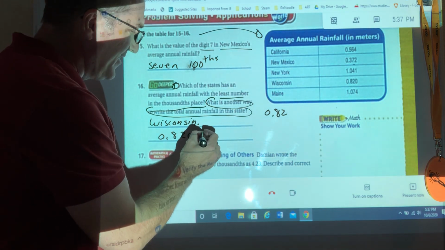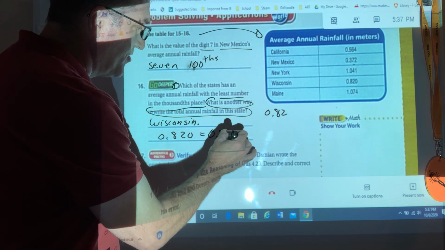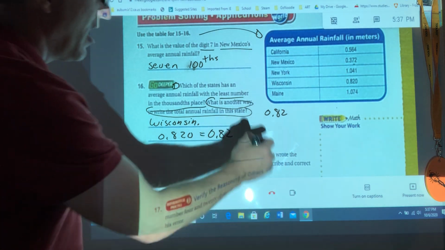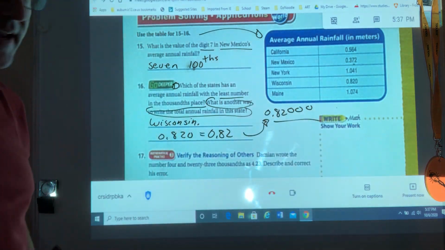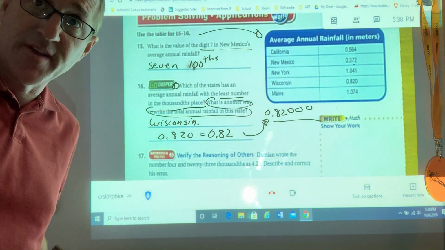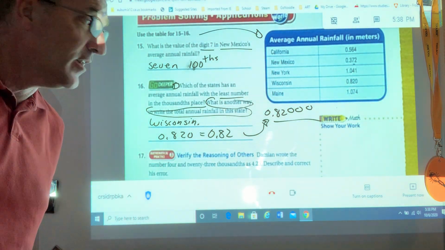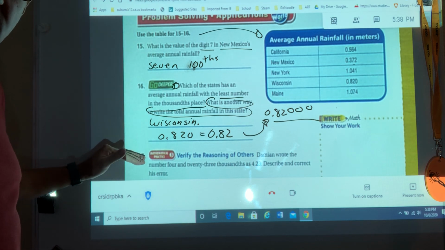What's another way to write this? It equals 0 and 82 hundredths, right? But it also would equal any number of zeros that I wanted on the end. I can write that a bunch of different ways, right? It's actually infinite. However many zeros you've got time to write is how long you can make it. All right? So that's 15 and 16. Go ahead and pause it here if you need to.